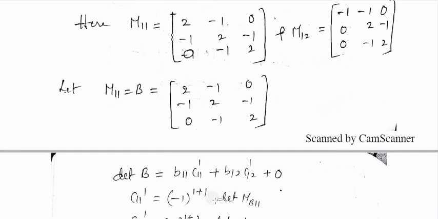To find the determinants of M11 and M12, I have to again consider the cofactors. Let us denote M11 by the matrix B. So matrix B is 2 minus 1 0, minus 1 2 minus 1, 0 minus 1 2. Let us find the determinant of B using the cofactor formula: B11 into C11 dash, where C11 dash is the cofactor of the first element, plus B12 into the cofactor of the second element. The third element is 0, nothing to worry. So let us find the cofactors.